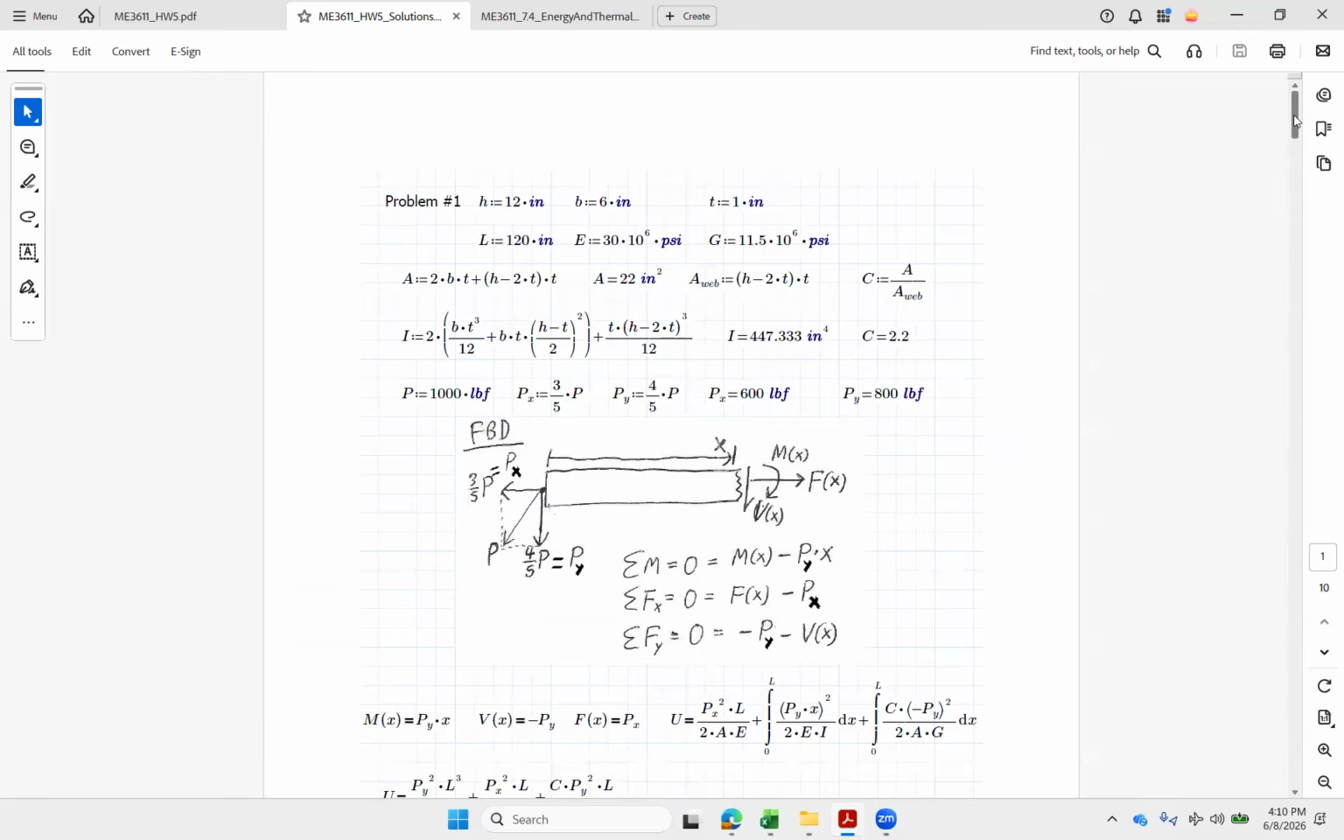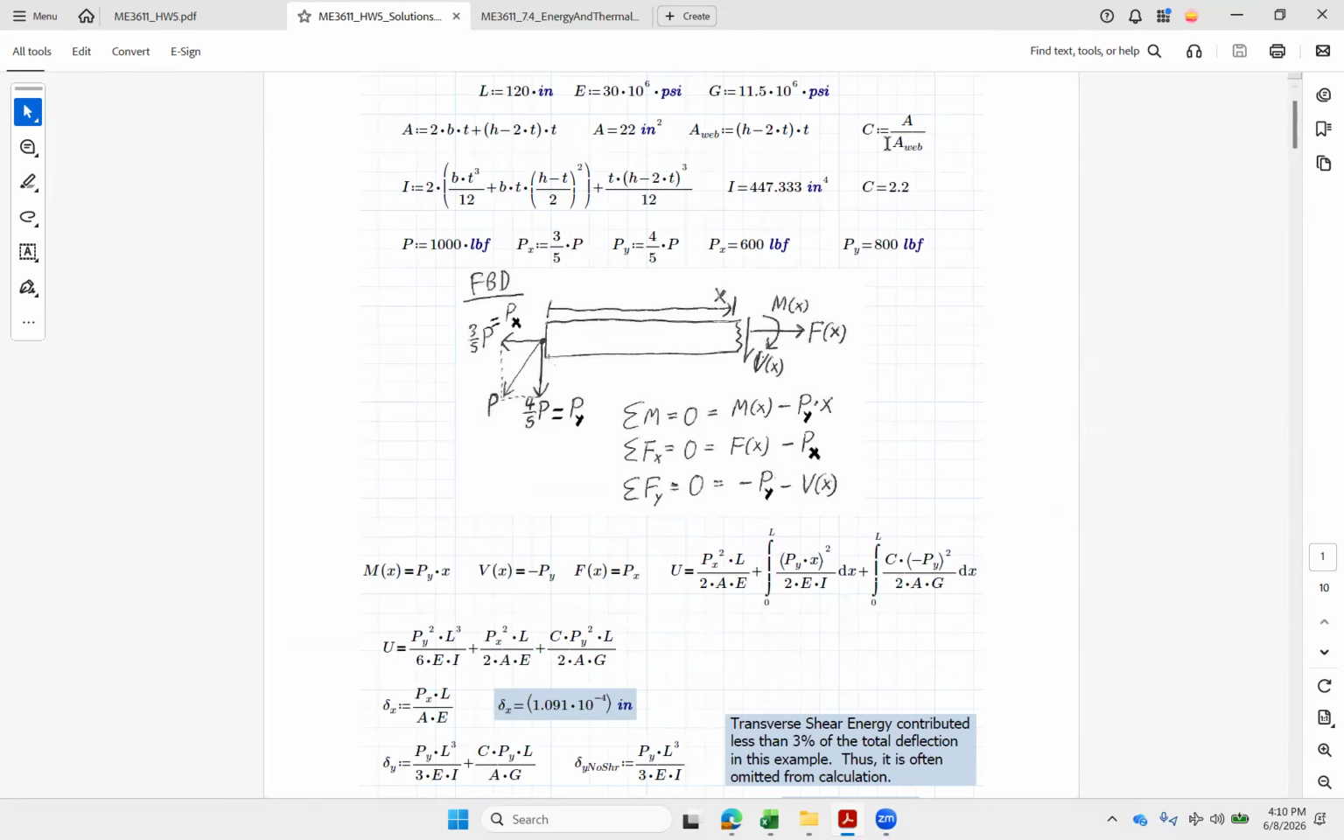So here's our properties. We're given everything for area and I. And here's our correction factor. For an I-beam, it works out to the area over the web area. So 2.2 is going to be our shear correction factor. Our load is at the angle there, so we're going to break it into 2 components.